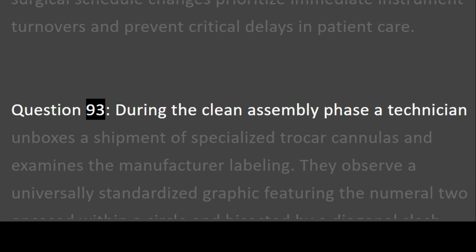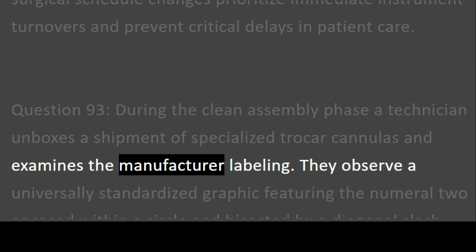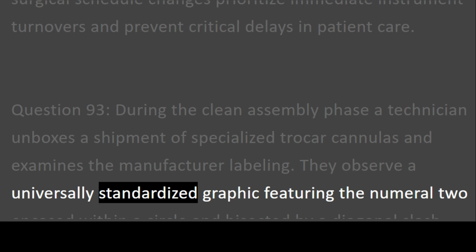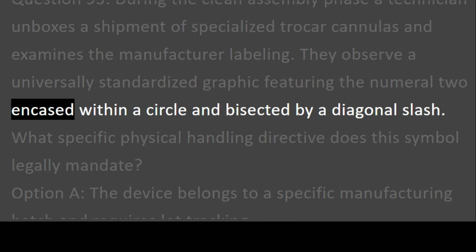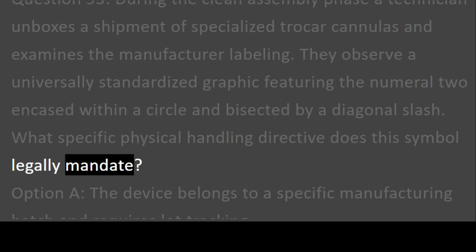Question 93. During the clean assembly phase, a technician unboxes a shipment of specialized trocar cannulas and examines the manufacturer labeling. They observe a universally standardized graphic featuring the numeral 2 encased within a circle and bisected by a diagonal slash. What specific physical handling directive does this symbol legally mandate?